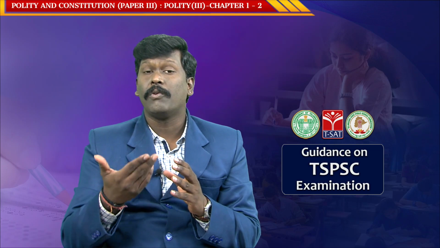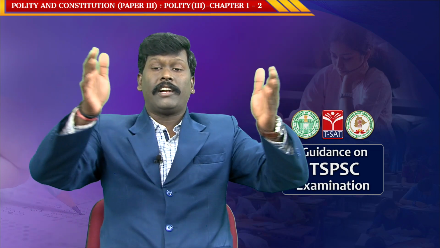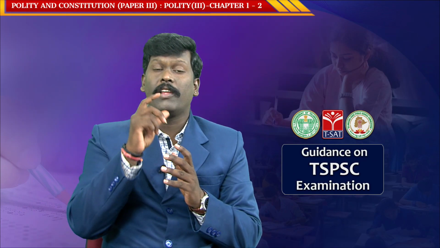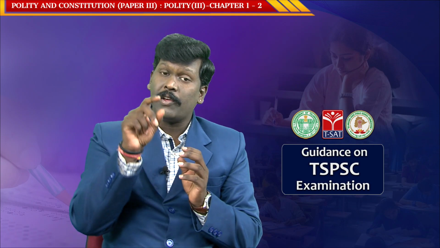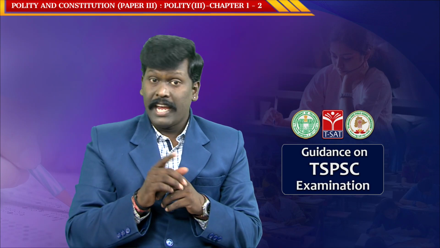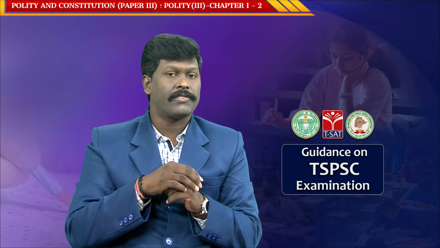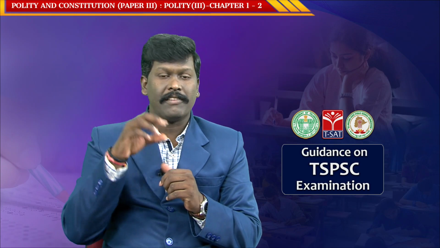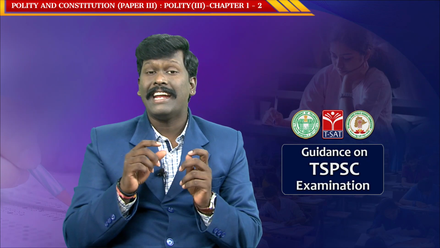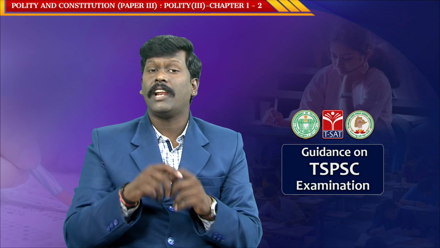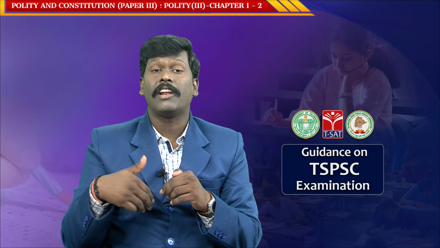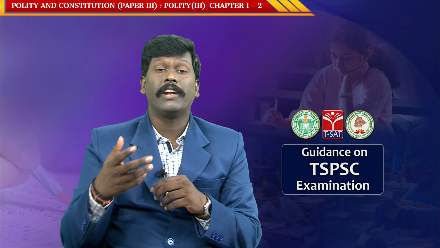Now, what is the meaning of unitary? Concentration of the powers is called unitary. The states in the unitary system are subordinate to the center. In unitary, we have a single constitution and a single citizenship in the country. In a unitary nation, there is generally an integrated judiciary. Generally, there is an unwritten constitution and there is a supremacy of legislative laws. So that is your unitary.